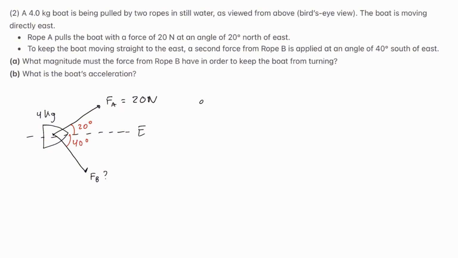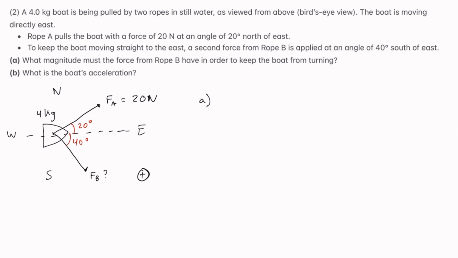Okay, if we're asked to find the magnitude that rope B must have in order to keep the boat from turning, we're going to consider the forces in the north and south direction. We can treat the north and south direction like the y-axis, and the west to east direction like the x-axis. And we'll define our positive directions as to the north and to the east. So let's start out by drawing our sum of the forces in the north and south directions.